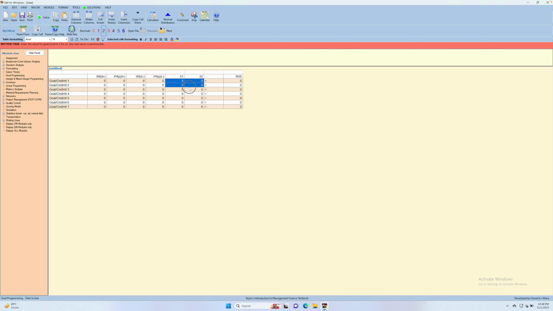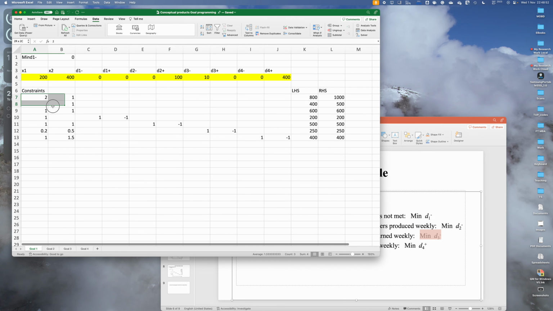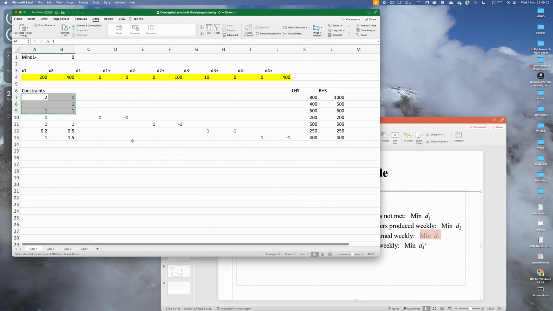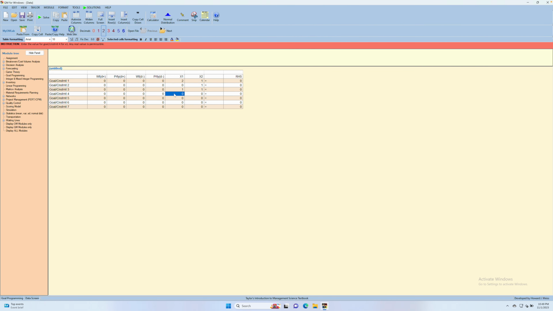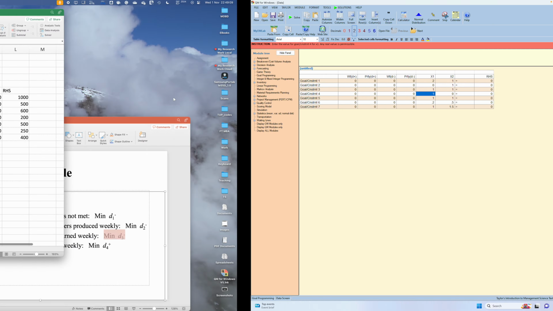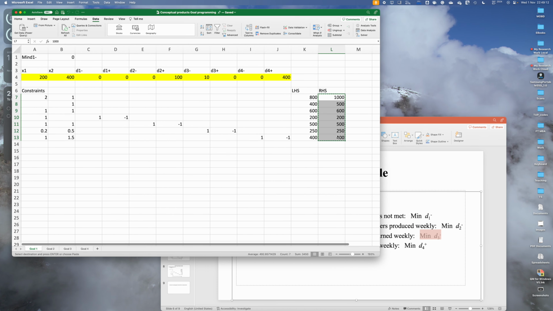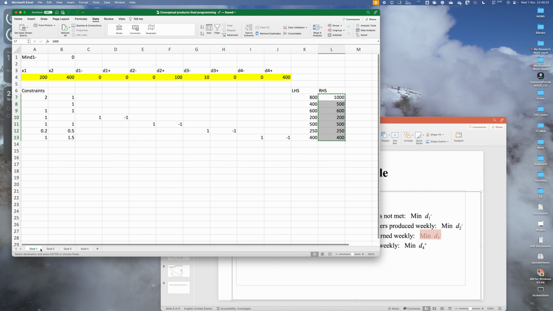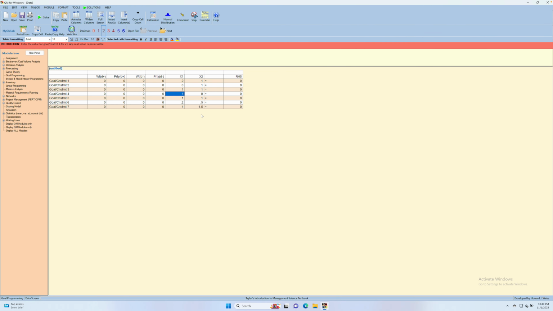Right now, the first 3 are the functional constraints. They are not goal constraints. So I'm going to copy their coefficients and paste them here. Since they are functional constraints, do not do anything in these cells. But for the remaining 4, which are the goal constraints, I'm going to copy their coefficients, paste them here, and also copy the right-hand side. So all I'm doing is copying from the basic formulation here, not from another formulation.